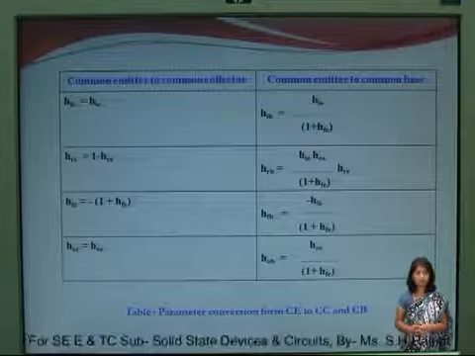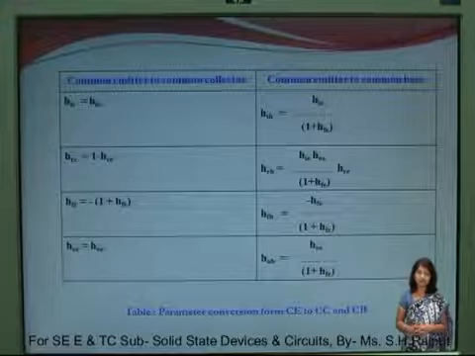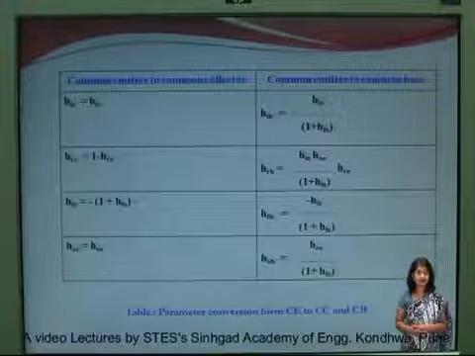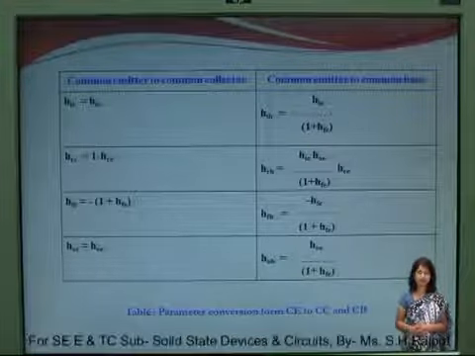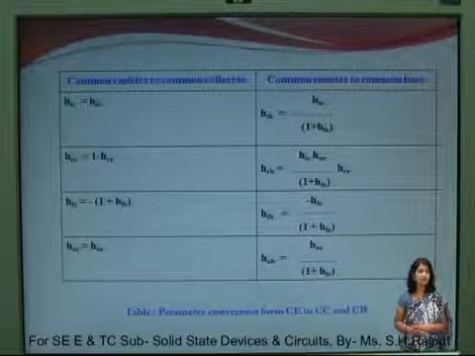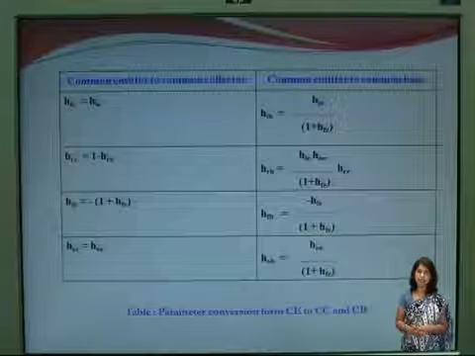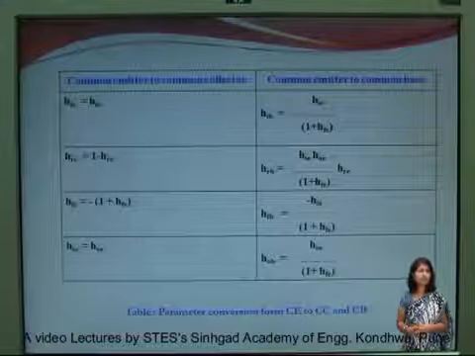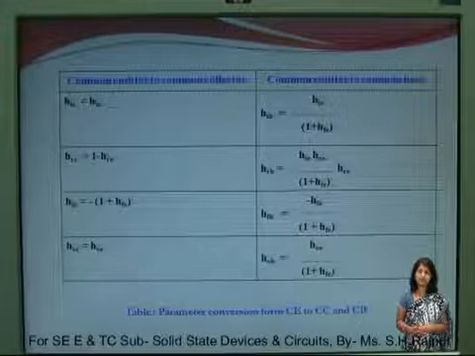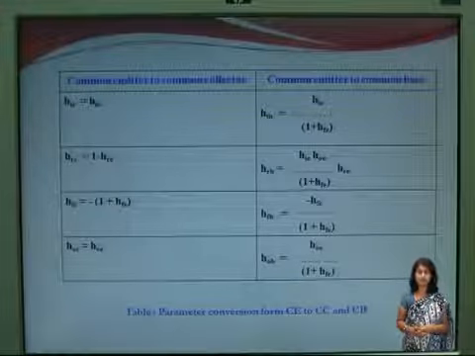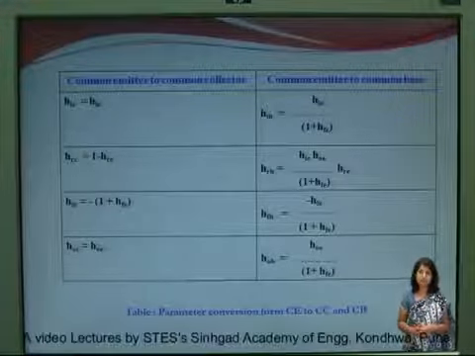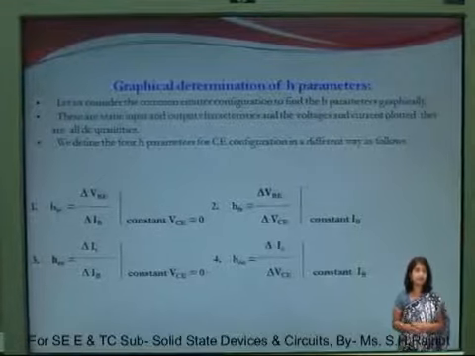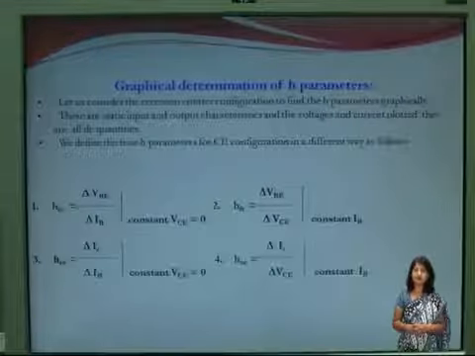So hIB can be calculated, that is equal to hIE divided by 1 plus hFE. hRB is given by hIE into hOE divided by 1 plus hFE, minus hRE. Then hFB is given by minus hFE divided by 1 plus hFE. And the last one is hOB, that is equal to hOE divided by 1 plus hFE. This is called the parameter conversion from CE to CC and CB. Now here we have seen different mathematical formulas to determine hIE, hFE, hOE and hRE.